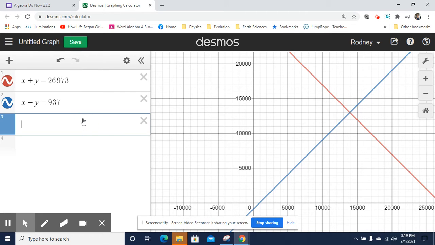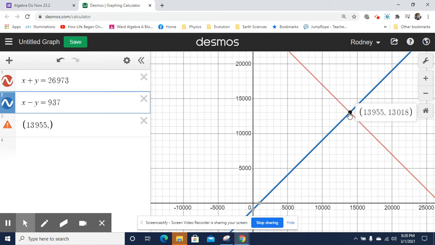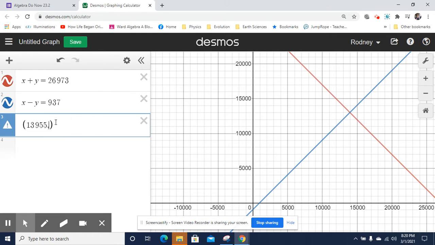So I'm going to write that down. 13,955. And what was the other part of it? 13,018. So what do these numbers represent? Well, it turns out that these numbers represent x and y because they are x and y. This is the x and y that will work for both of these equations because it happens to be an x and y where both of these equations intersect.